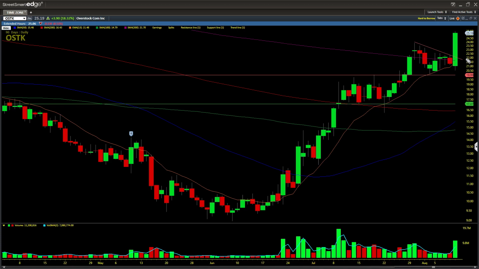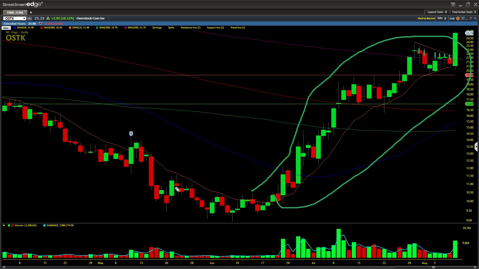This $22 level got denied right here, right here, right here, and right here. And it failed to hold above all right here and right here. You also have this purple line right here, the 300-day moving average, at 22 as well. Shorts are all thinking this is a short at 22. They're also thinking this big run up right here is over with. We're about to be entering into the backside of the move.